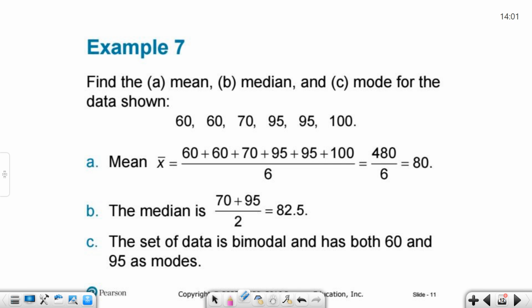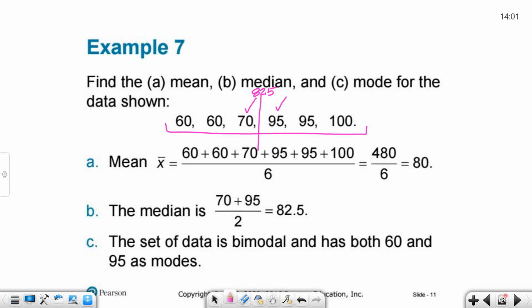Now, the way they found the median is this. See how it has 6 terms? First of all, you notice that they're all in order. They have to be in order first. Since it has 6 terms, you have 3 on the left and 3 on the right. So the halfway point, the median, would be in between that value. So what they did to find the median was they took the 70 and they took the 95 and took the average of them. And 82.5 would be the direct center of that data set.